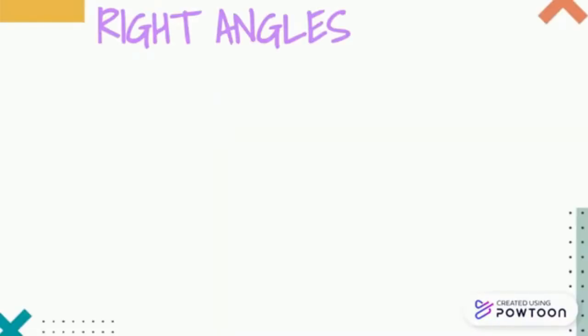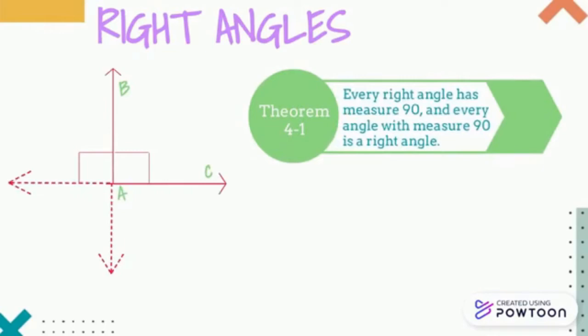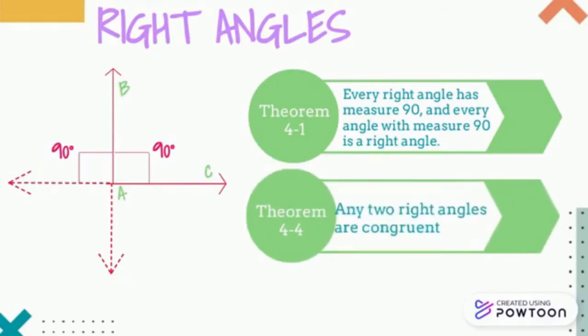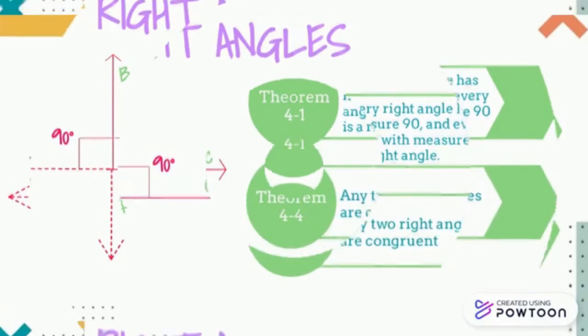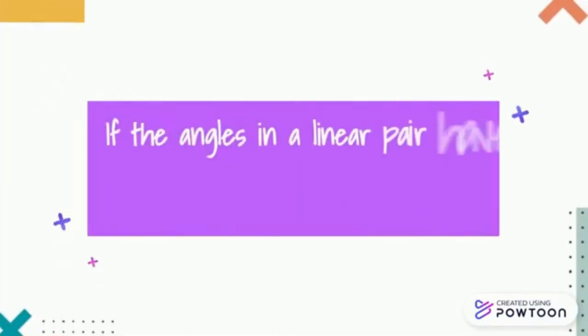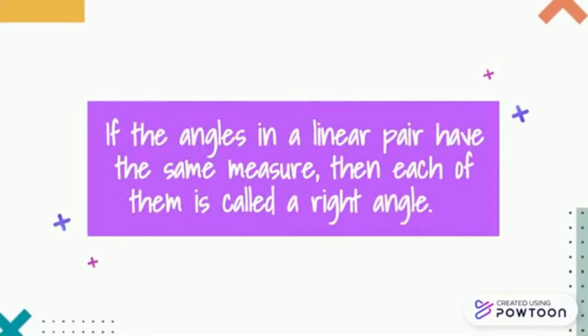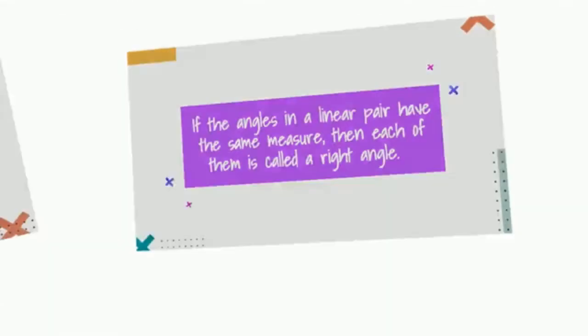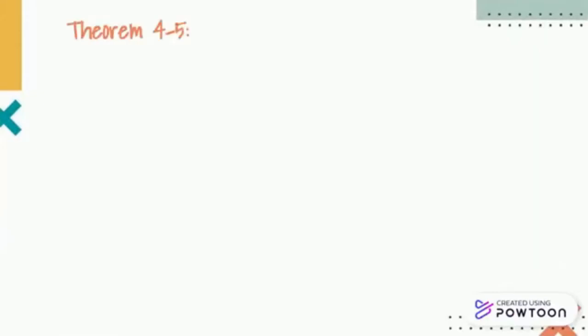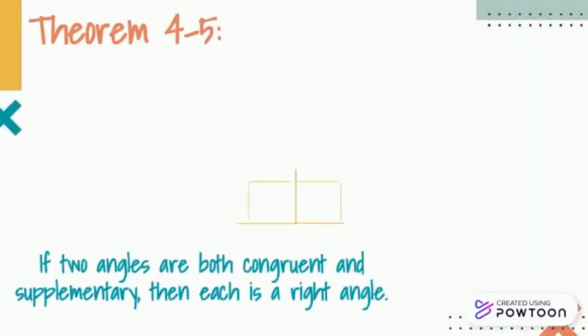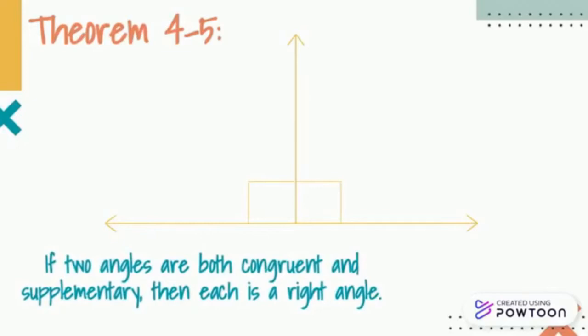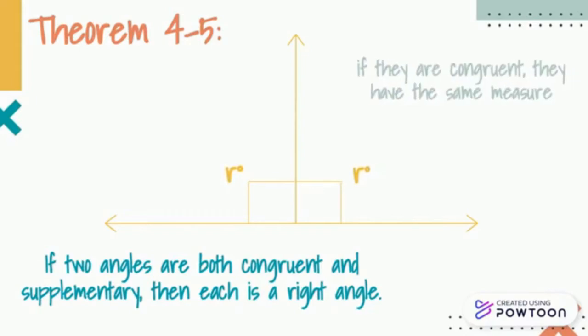Another theorem. Every right angle has measure 90, and every angle with measure 90 is a right angle. It also leads to the theorem, any two right angles are congruent. If the angles in a linear pair have the same measure, then each of them is called a right angle. This definition leads us to Theorem 4-5, which states that if two angles are both congruent and supplementary, then each is a right angle. Please take note, if they are congruent, they have the same measure.